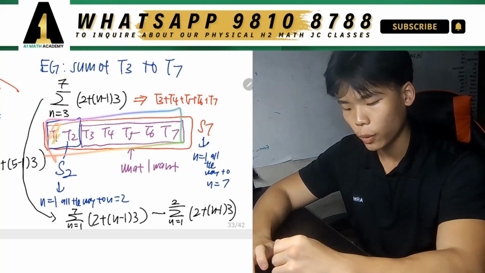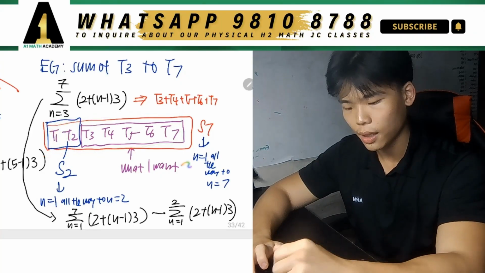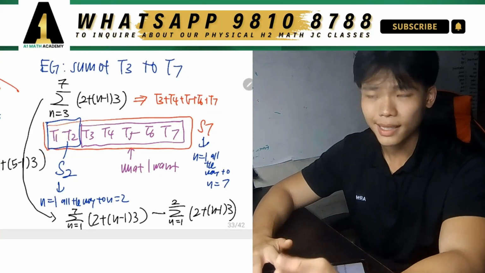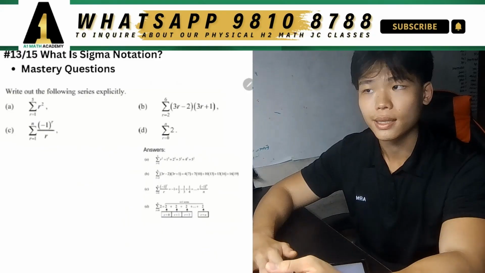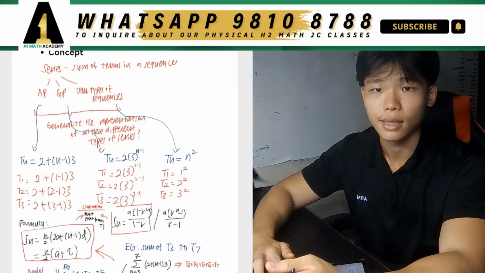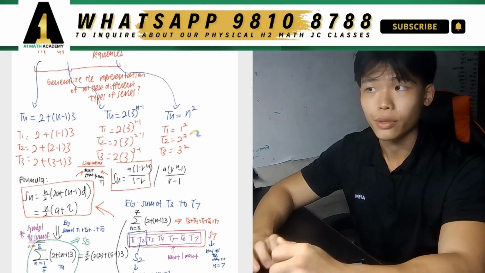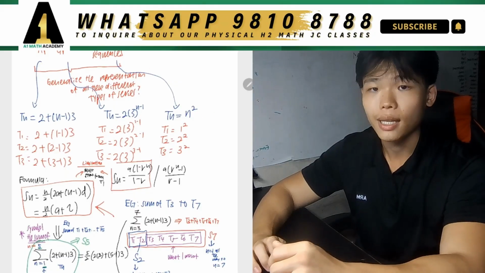Then I minus away S2. And the thing about S7 and S2 is that both of them start from T1. So this is basically what sigma notation is in a nutshell. It's just a way to represent the sum of the terms in a series.